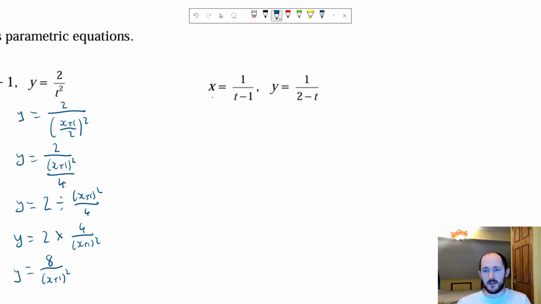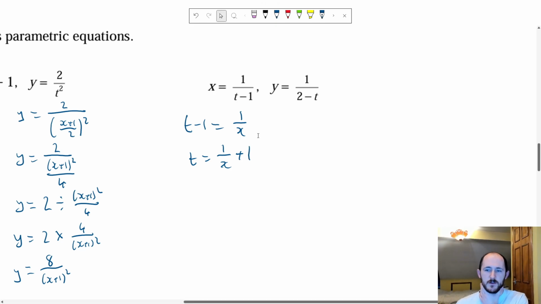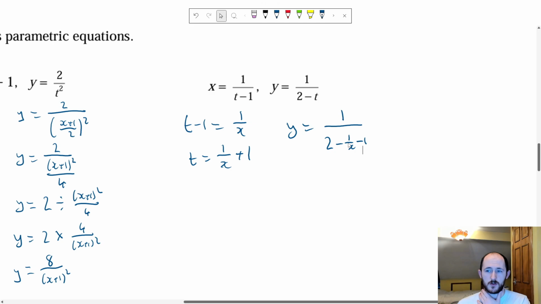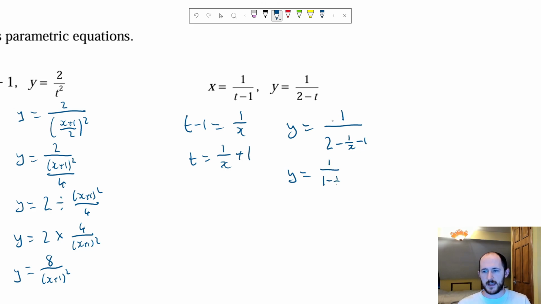So we would have here, if I swap those around, you'd get this. Now the question is, do I want to combine these two things? Do I want to combine them? If I look ahead a little bit, it would be beneficial not to, because the 1 will combine with the 2 anyway. So let's sub that in. We get 1 over 2 minus 1 over x. Don't forget that's a minus 1 now, because that minus goes around the entire of t. So that becomes y equals 1 over 1 minus 1 over x.